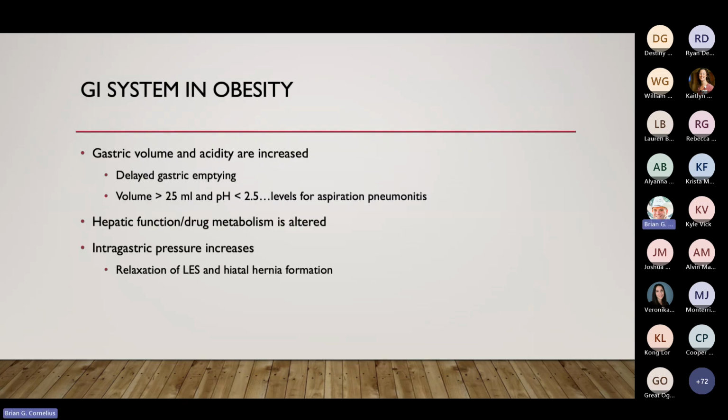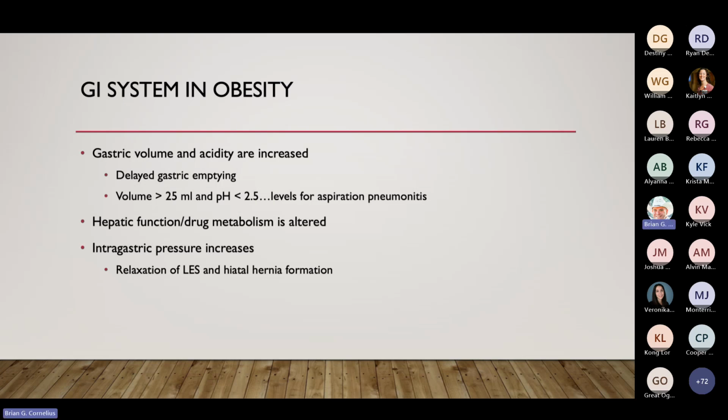The GI system is kind of an interesting perspective in these patients, especially because for so long we were fixated on simple math, what was going in versus what was coming out in their activity level, and how it impacted their body habitus. But other things that we have to take into consideration, especially now that we're looking at gastric ultrasound and those sorts of things, and GLP-1 agents. When you look at the stomach, you'll see that the gastric volume and the acidity are a little bit increased. They also have delayed gastric emptying.